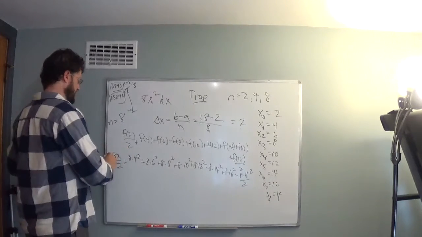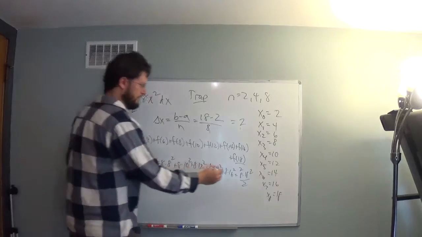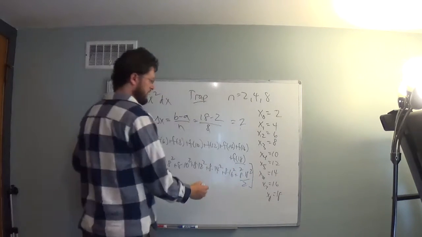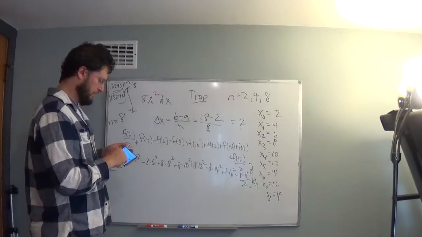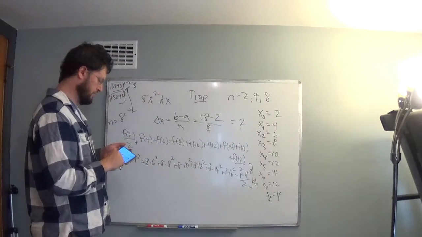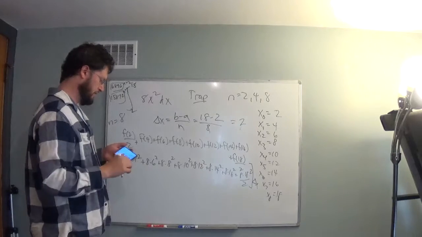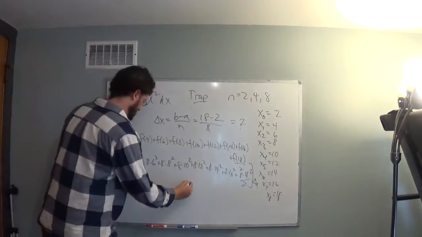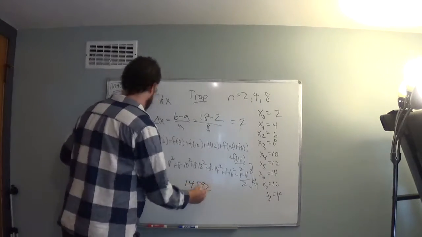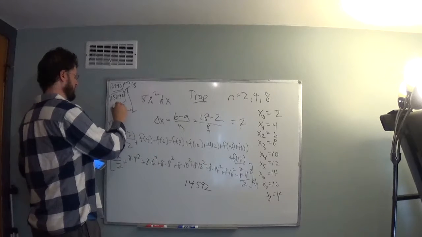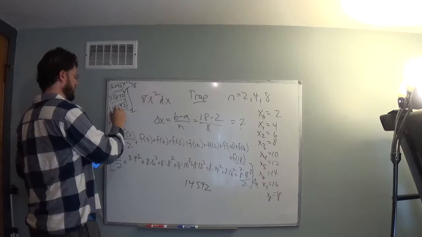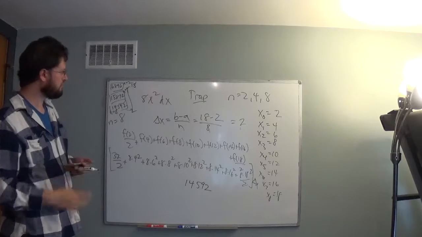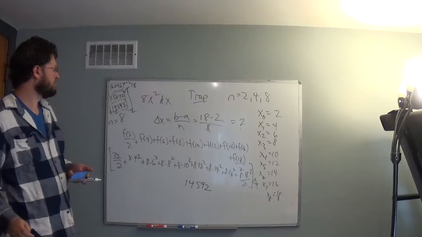We just see what we get. And don't forget that in the end we also have to multiply this by delta x. Delta x in this case is 2. So whatever you get when you're all done with that, you have to multiply by 2. And we get 14,592. So this one was the n equal 8.